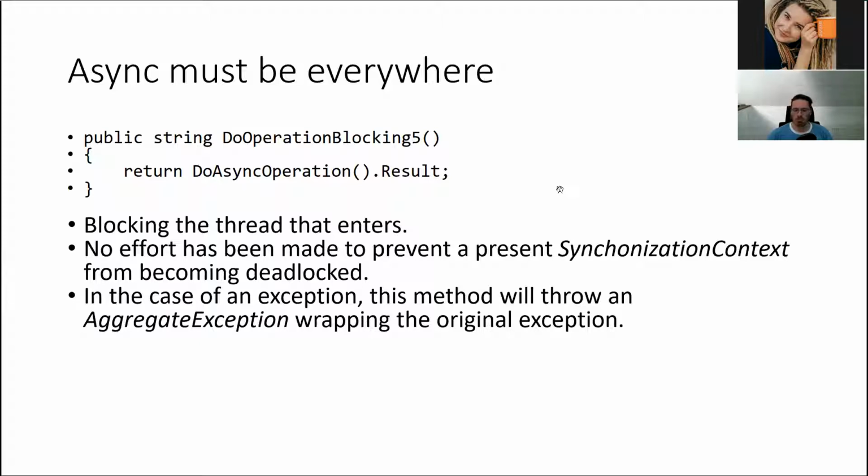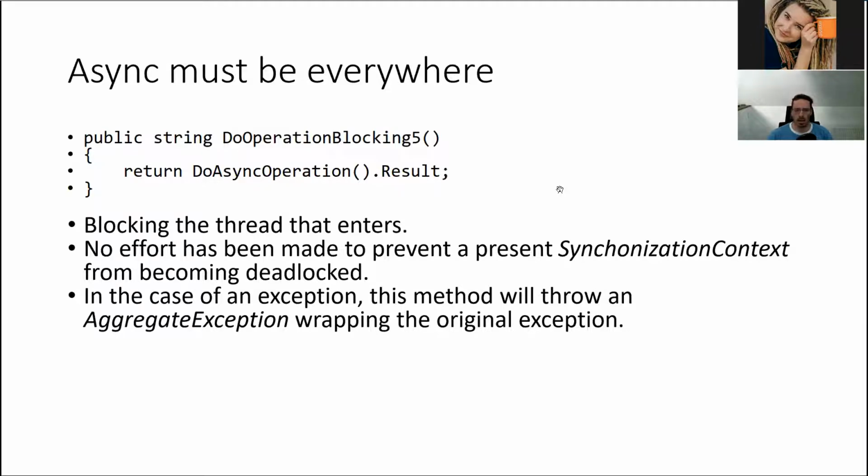So we are probably overthinking this. Let's do something simpler. We can do async operation .result. We don't need the Task.Run or anything like it. Just call .result, because the async operations are returning the task, and you can call the result on the task. This one is blocking the thread that enters. That's still the same and always will be. The problem is that in this case, you don't have any solution for the synchronization context. So you can actually end up in a deadlocked state in the case of a WinForms application or anything like that. And the same in case of an exception, you will get the aggregate exception and the exception will be inside this one.